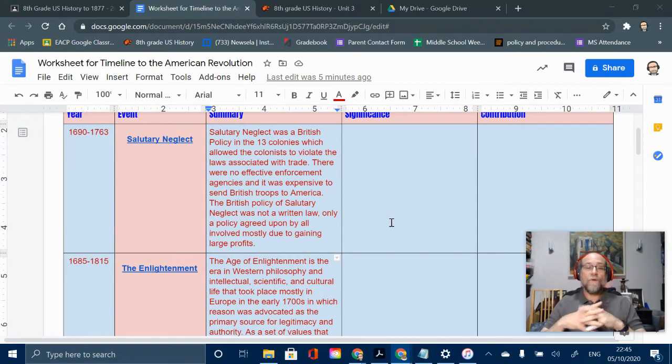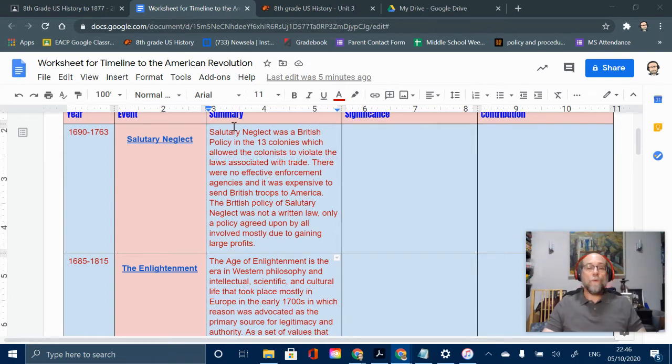I wanted to go over how to do the timeline assignment for today through Thursday. What I put in here are summaries for our first two items: salutary neglect and the Enlightenment. The idea is to go to the timeline to get these summaries, and I didn't have these items in the timeline because, A, we studied one of them before, and B, the Enlightenment is more of a world history thing, although it has strong impact on the United States.